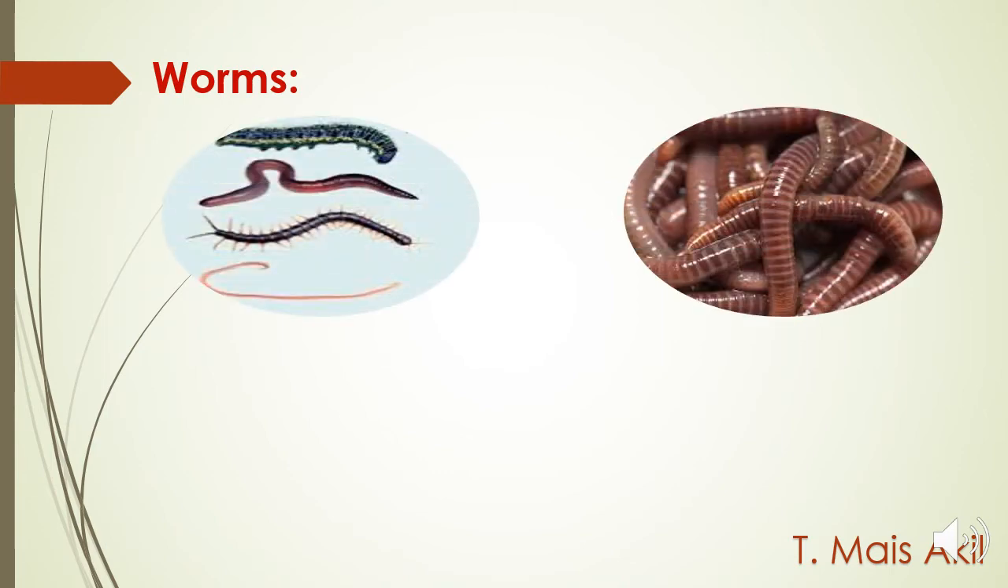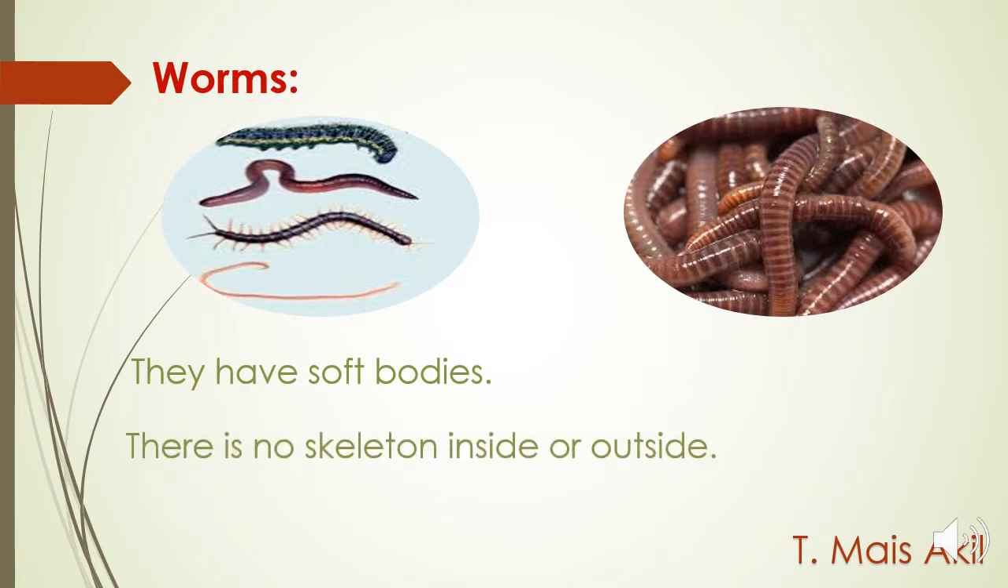Let's study another group, the worms. As you see, they come in different shapes. They are different kinds of worms. They have soft bodies and there are no bones or skeleton inside or outside. And there are millions of types of worms. So many kinds of worms.